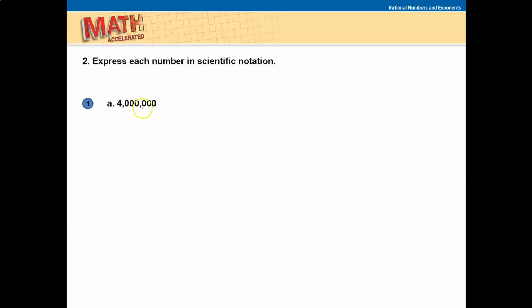So let's write 4 million with scientific notation. So we count. We're gonna put the decimal place here. We want it less than 10, greater than 0. We move it 1, 2, 3, 4, 5, 6. That's how we get 10 to the 6.